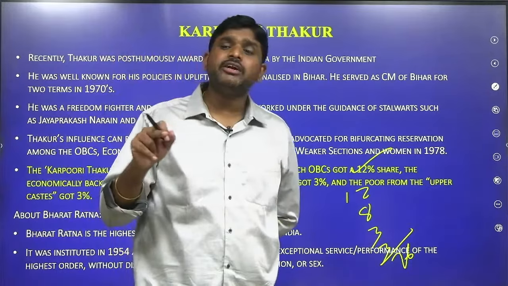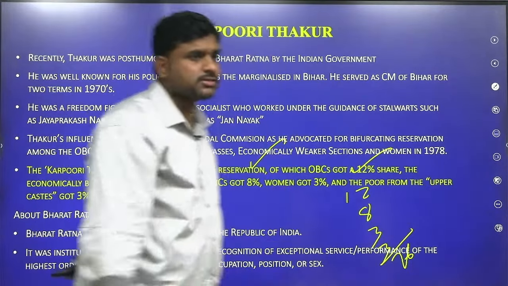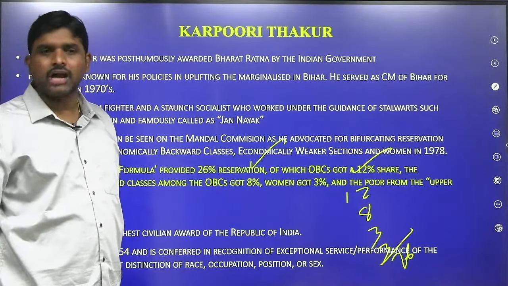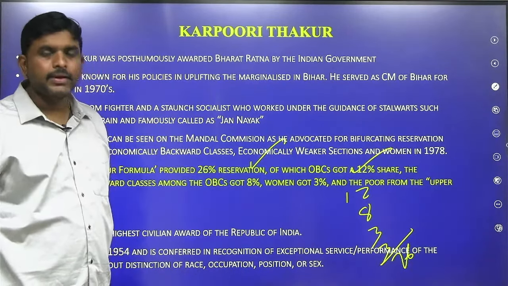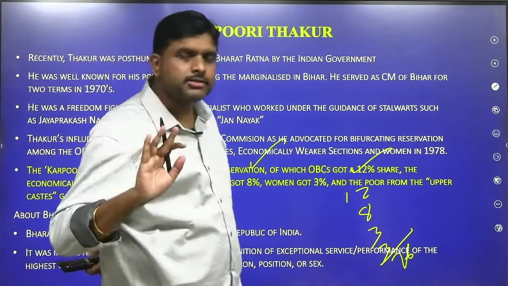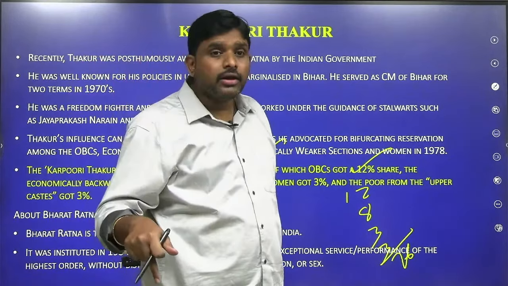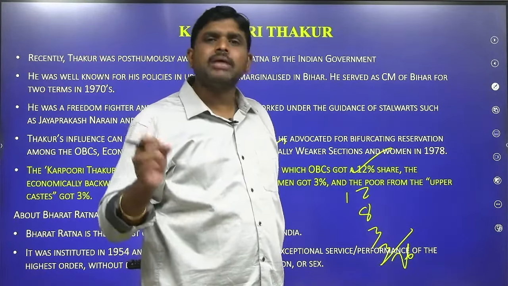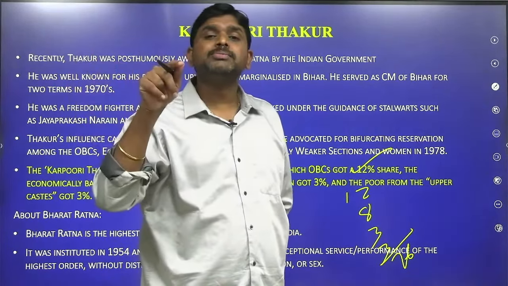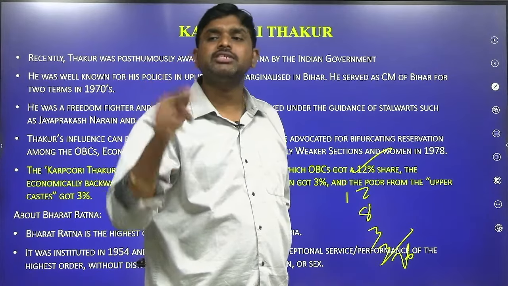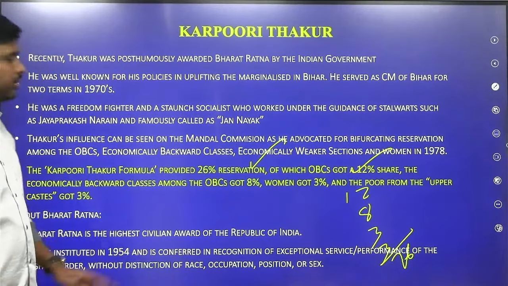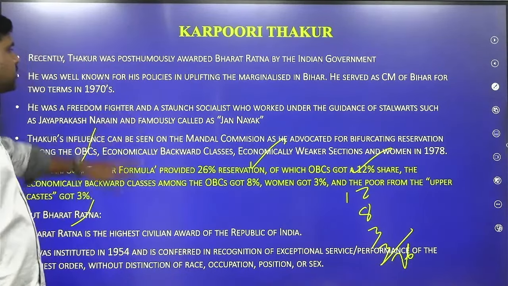The first person who recommended reservations to the Mandal Commission is Karpuri Thakur. 12% for all OBCs, irrespective of their economic status. 8% within the OBCs who are economically backward. 3% for women. 3% for economically weaker sections in the general category. So 26% reservation should be provided. Who recommended it to the Mandal Commission? That formula is called the Karpuri Thakur formula.